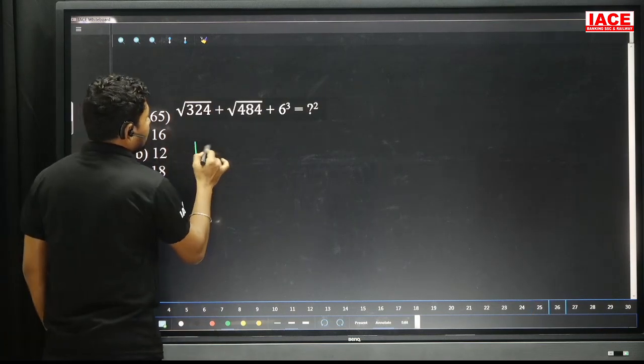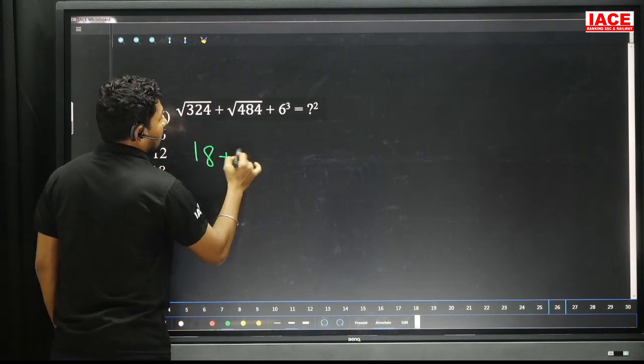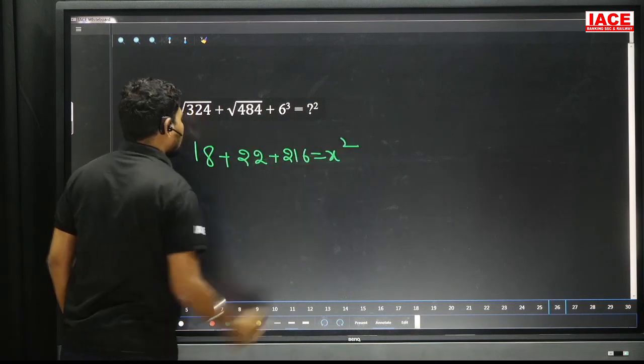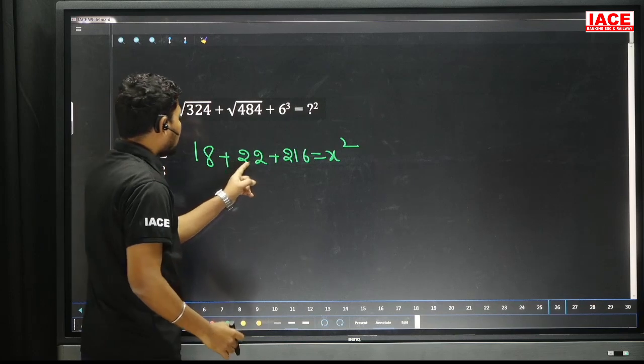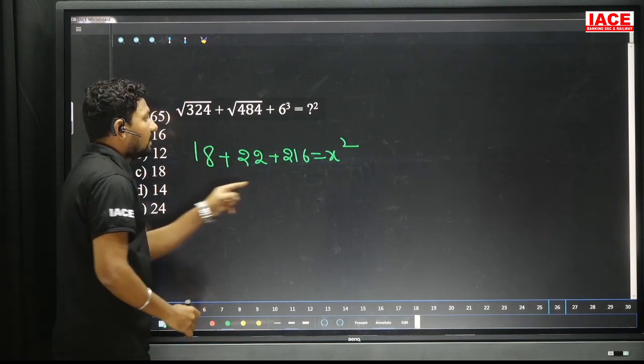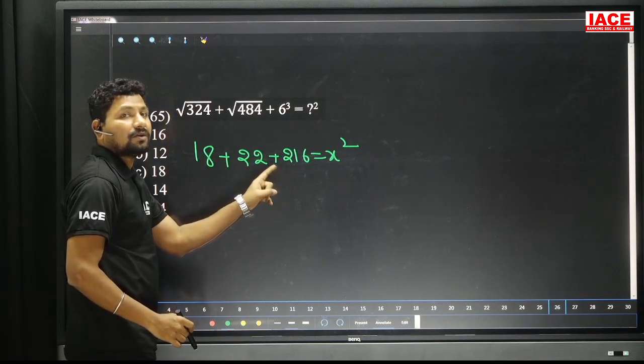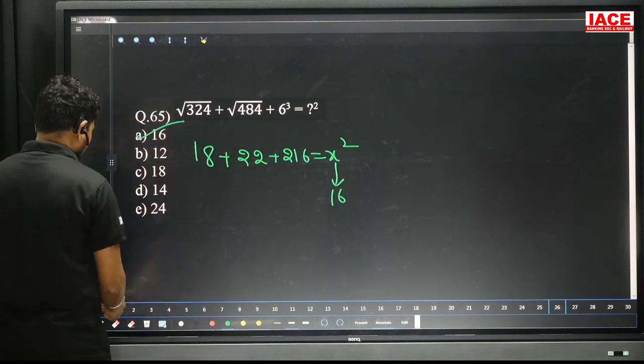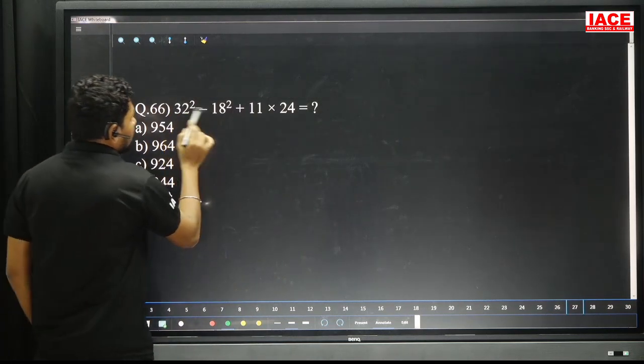Root of 324 is 18 and root of 484 value is 22, plus 216, which is equal to x square. Look here, 22 and 18 added, it is 40. 40 added to 216 is equal to 256. What is the number? 16. Option A. Next, 32 square minus 18 square.